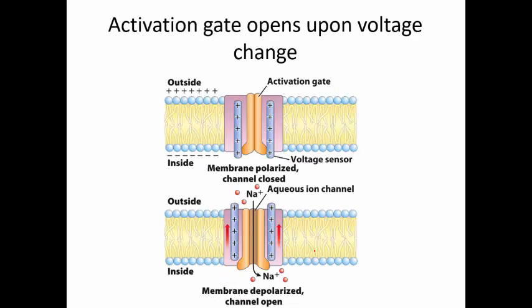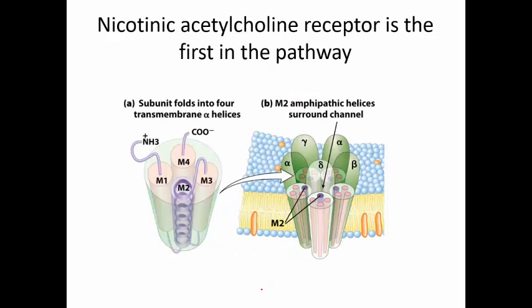This is just a better picture of that activation gate and the voltage sensor. So when the voltage sensor changes its protonation state, it changes configuration, and that causes the activation gate to move, open up so that the sodium can flow through. So those are the voltage gated channels. That's the sodium, the potassium, and the calcium channels. The nicotinic acetylcholine receptor is the first ion channel in the pathway, and this is a ligand-gated one.